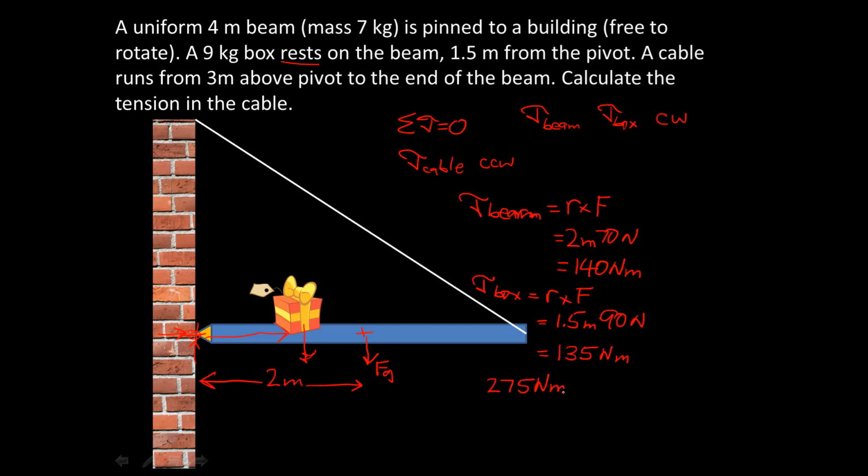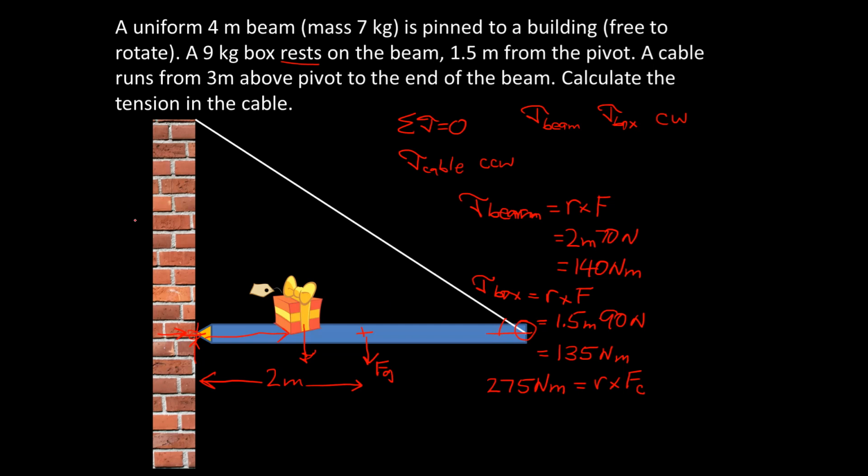So our total torque clockwise is 275 Newton meters, and that has to be balanced by the torque provided by the cable. So our torque from the cable is going to be R cross F, and the force will be the tension in the cable. Notice this time that our angle here is not 90 degrees, so we're going to have to look at the sine between the two.